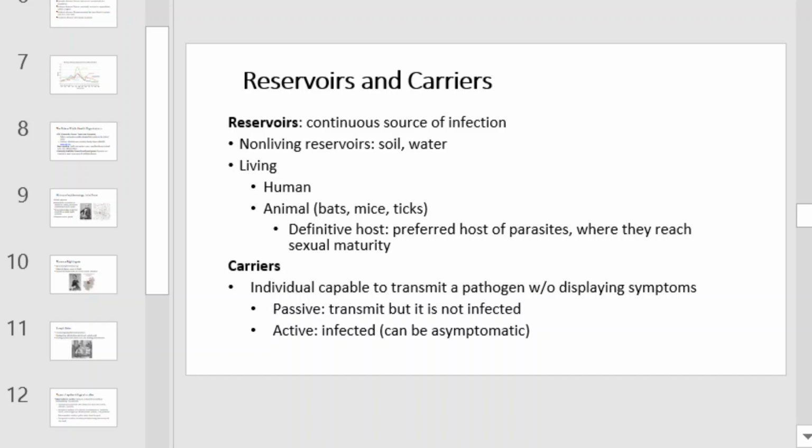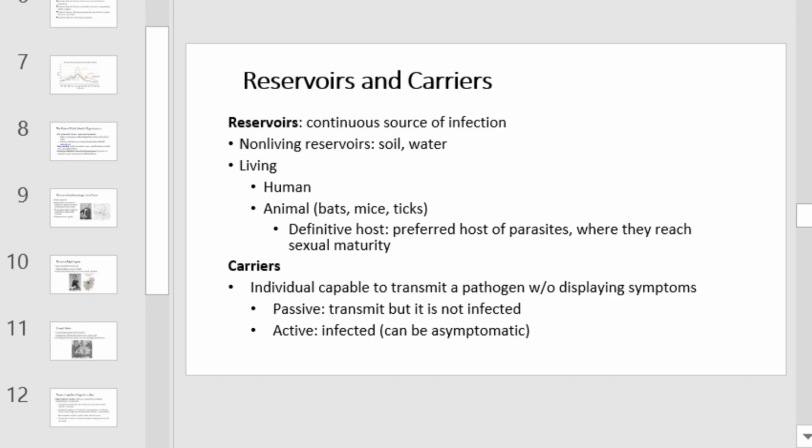Reservoirs and carriers. A reservoir is a continuous source of infection. Reservoirs can be living or non-living. Non-living reservoirs can be found in places like soil or water, while a living reservoir could be a human or other animal such as bats, mice, or arachnids and insects like ticks. The definitive host is the preferred host of a parasite where they reach sexual maturity. Those definitive hosts can harbor a disease-causing organism that can be passed to other individuals.